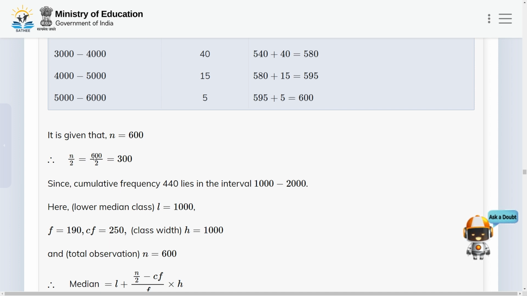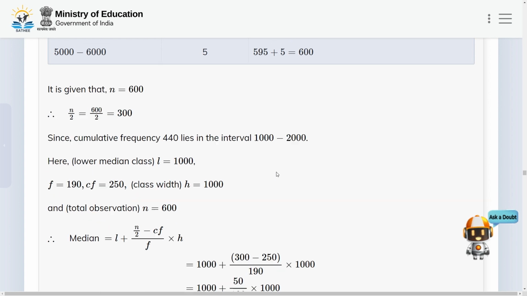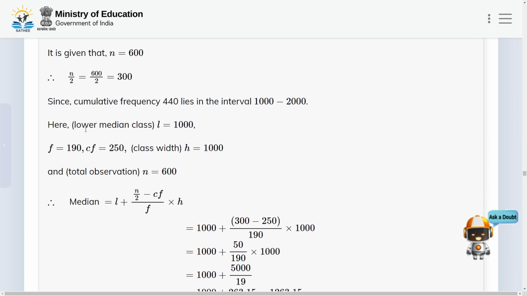Since the cumulative frequency 440 lies in the interval 1000 to 2000, and this value is just more than 300, here the lower limit of the median class L is equal to 1000, and F is equal to 250 with f equal to 190, the class width H is equal to 1000, and the total observation N is equal to 600.